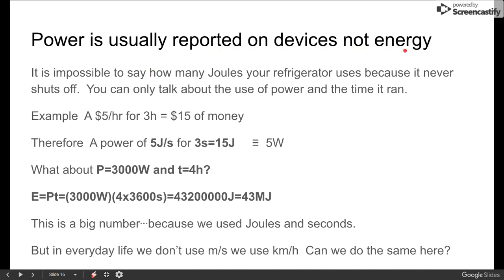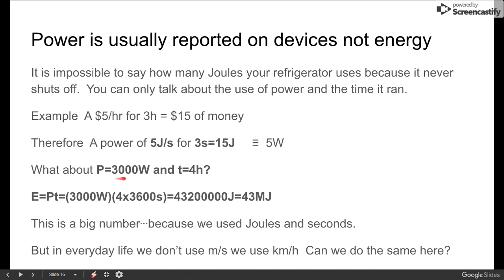Typically, we report power on devices, not energy. It's not possible to say how many joules your refrigerator is using because it never shuts off. It's always accumulating. You can only talk about the use of power and time together to get the energy. If I gave you $5 an hour for 3 hours, that's $15 I've given you. A power of 5 joules a second running for 3 seconds is the same as 15 joules. The 5 joules a second, however, would be written as 5 watts.